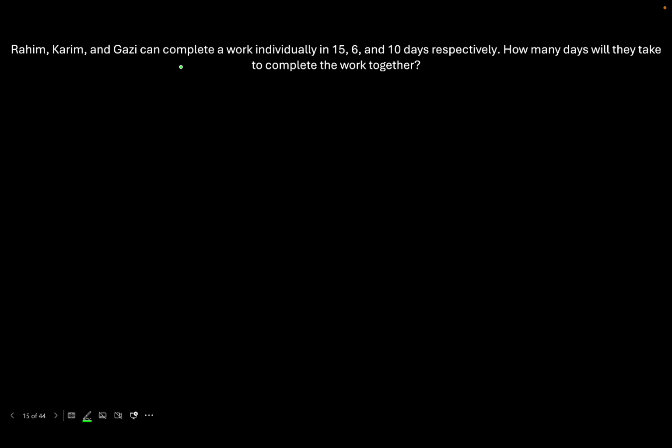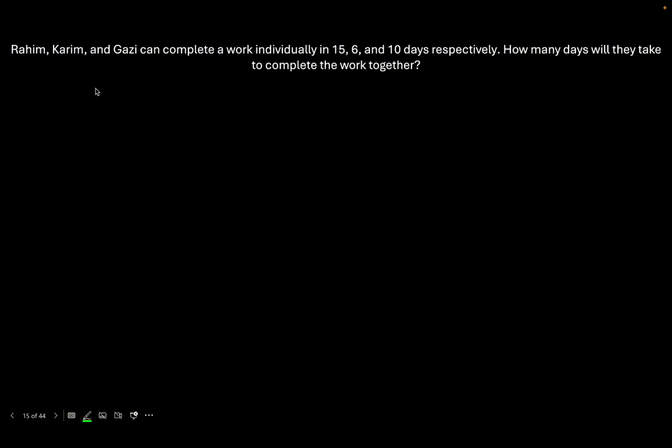So Rohim, Karim and Gaji can complete a work individually in 15, 6 and 10 days. So how many days will they take to complete the work together? Whenever this kind of problem appears, we have to first convert them into one unit, like unit days or unit hours or unit minutes, anything in one unit.